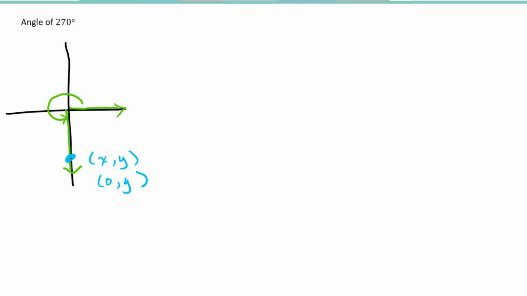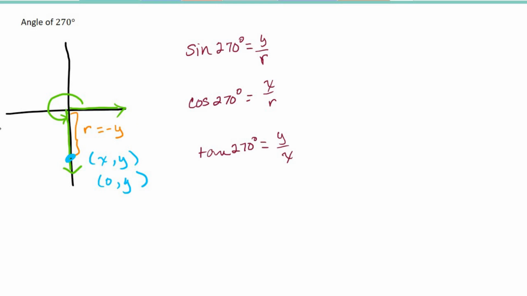Okay, for our last angle, we have 270 degrees. I've drawn that in. I've plotted a point on the terminal side of my angle. That point is xy. In this case, x is 0, so the point is 0y. The distance between that point and the origin is what is defined as r. And in this case, r is going to be equal to the opposite of y. So I have my first 3 trig functions written down and their circular definitions. I'm going to fill in what I know.